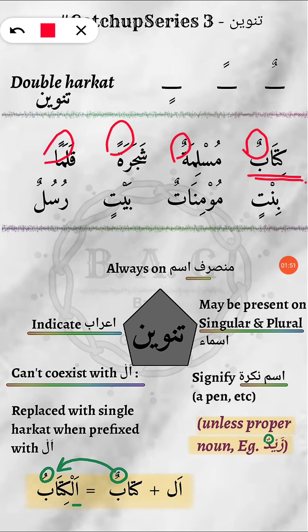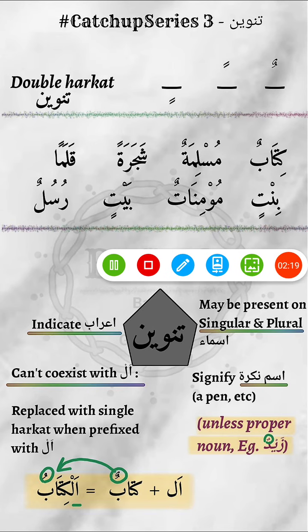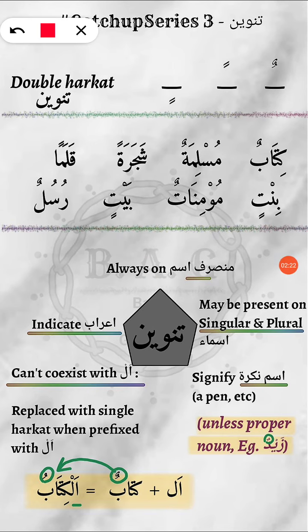Kitabun is a book, muslimatun a submitting female or feminine, shajaratan a tree, qalaman a pen, bintin a girl, mu'minatun the believing women or the believing females, baitin a house, rusulun messengers. Okay, all right. Now there are 5 things that I would want you to know about tanween, and that is it. That's all you need to know.